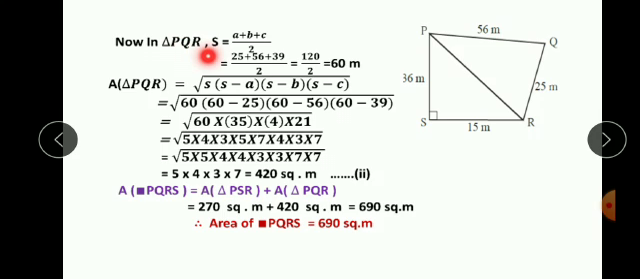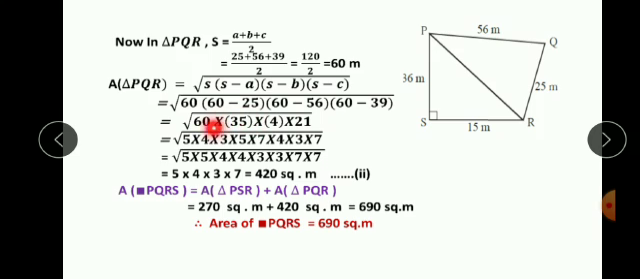In triangle PQR, what is S? S is equal to A plus B plus C upon 2. So that is 25 plus 56 plus 39 upon 2, that is 120 upon 2, which is equal to 60 meter. So we get S as 60 meter. So area of triangle PQR is equal to under root S into S minus A into S minus B into S minus C. That is under root 60 into 60 minus 25, then 60 minus 56, then 60 minus 39.